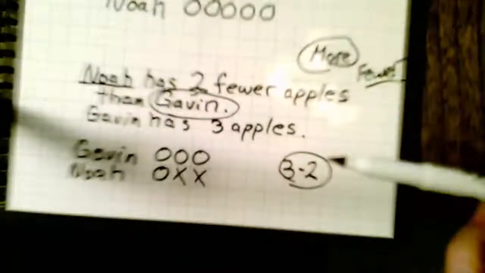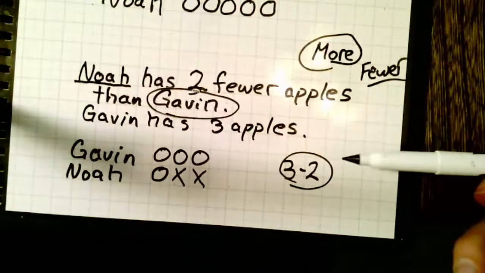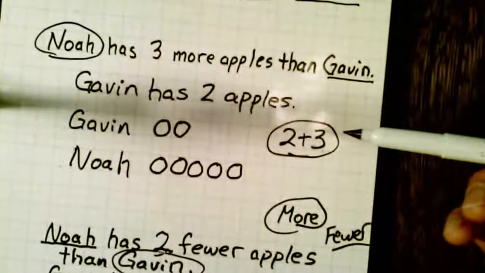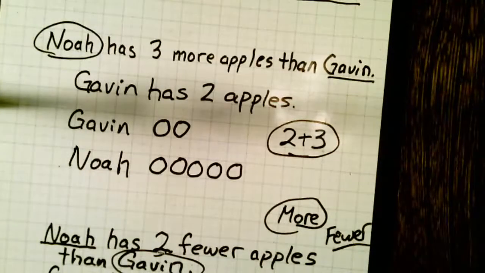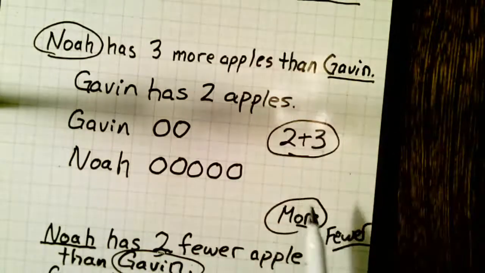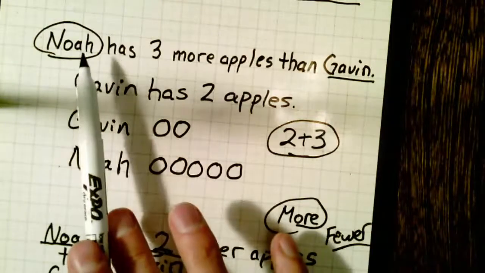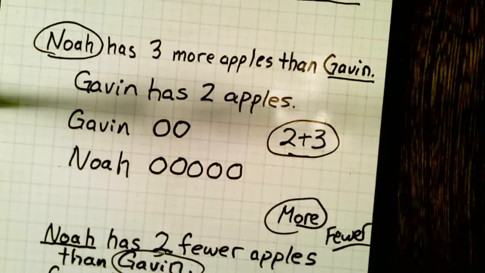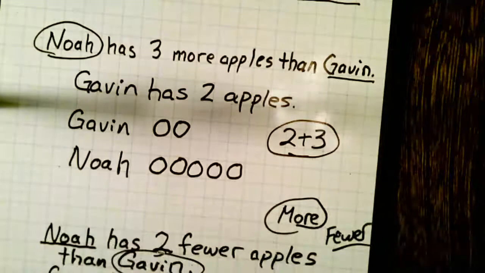Sometimes we're going to be subtracting to find out how many people have. Sometimes we're going to be adding. So as you go through these problems, make sure you circle the ones that are more, underline the ones that are fewer, and make sure you can figure out if you're going to be adding or subtracting. All right, let me show you a couple of examples from our book.